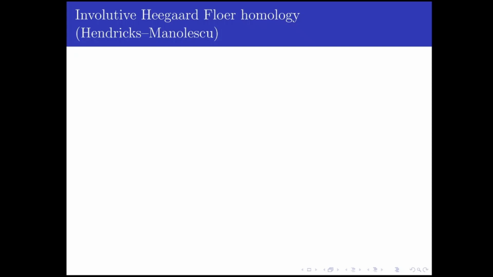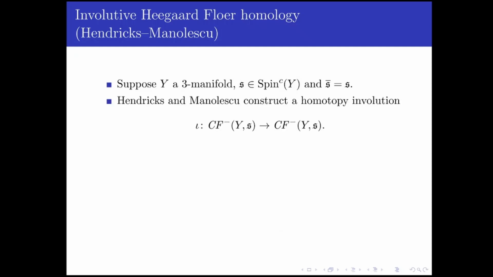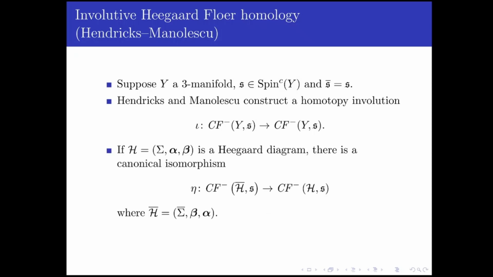Involutive Heegaard Floer homology was introduced by Hendricks and Manolescu in 2015. If we have a three-manifold Y with a spin C structure that is self-conjugate, so the set of spin C structures on Y has a conjugation action, and we want to consider one which is fixed by the conjugation action, Hendricks and Manolescu constructed a homotopy involution iota from CF minus Y to CF minus Y in a spin C structure S, and it's constructed as follows.